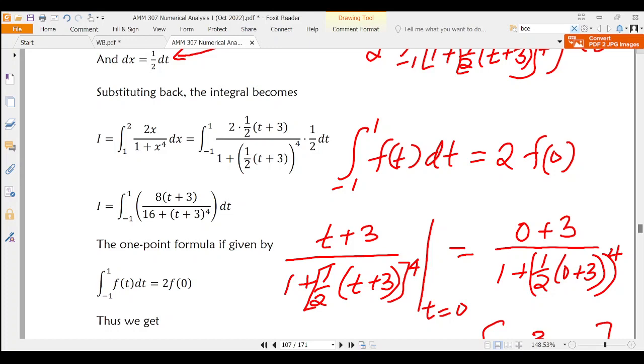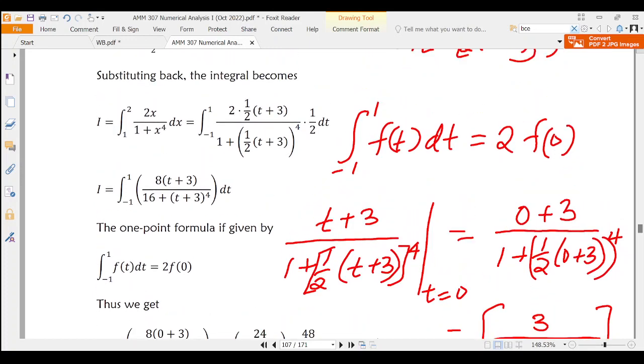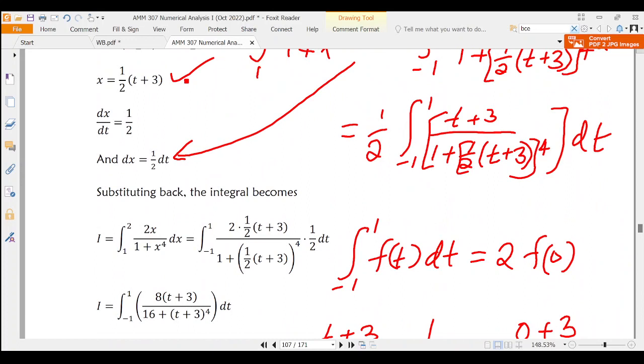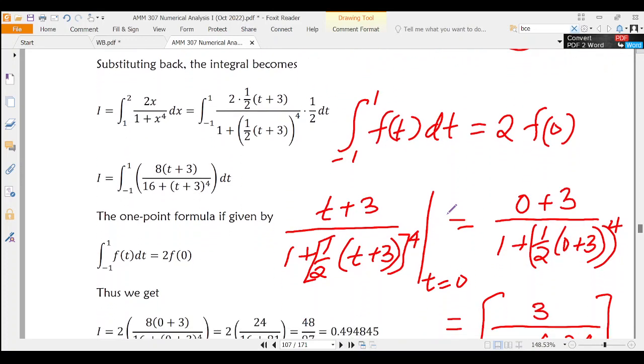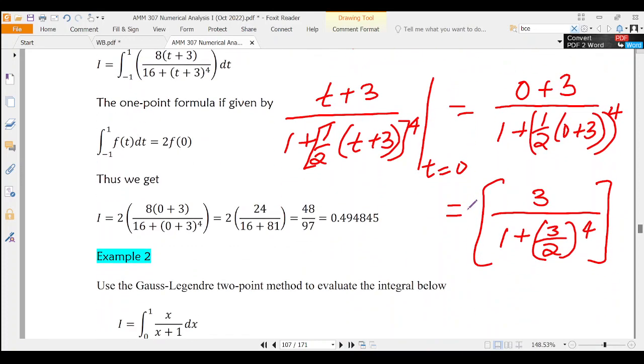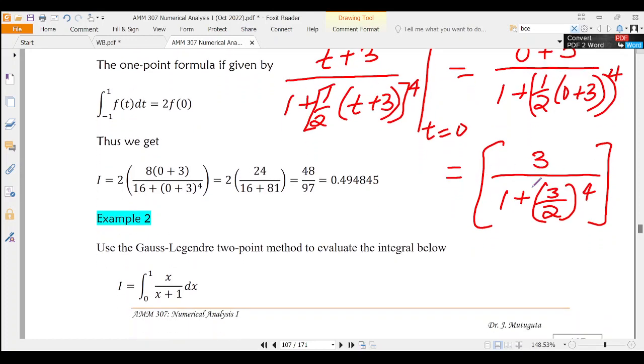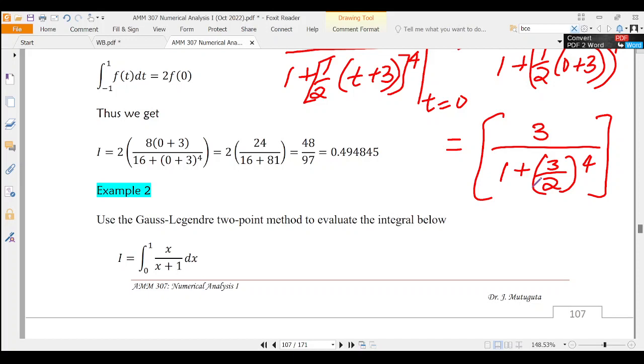But notice that we had a coefficient here, which is a half. So a half times 2 will give us 1. So we just substitute 2 times a half, which is 1. So whatever we get here, we just multiply by 1, which means that this will be our final solution.